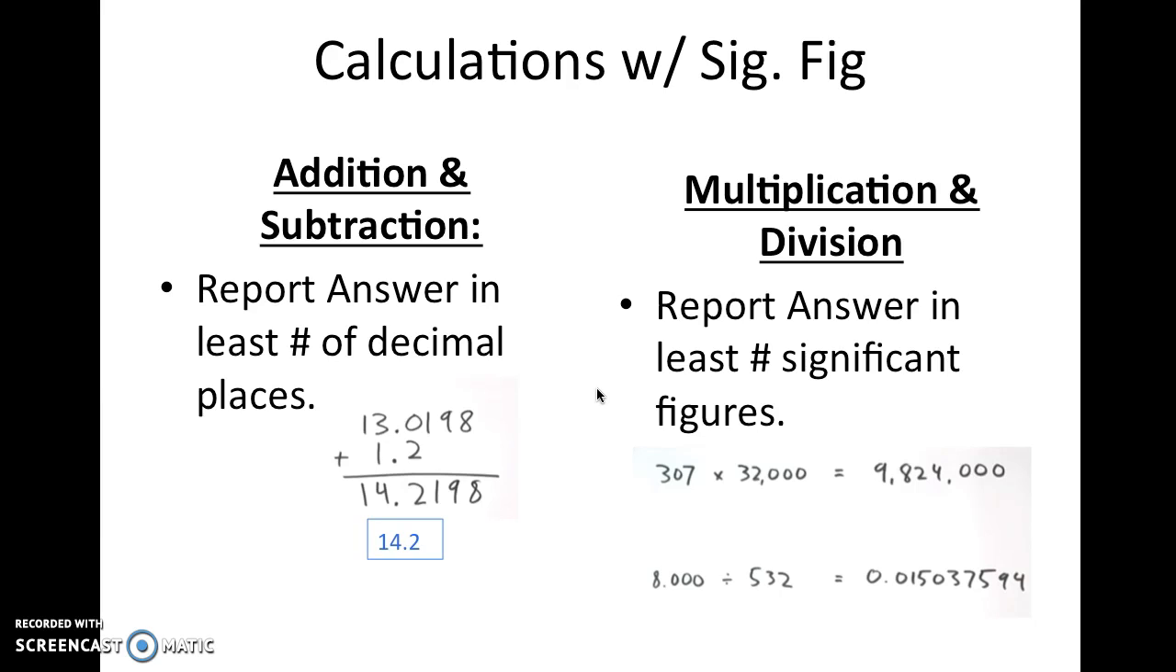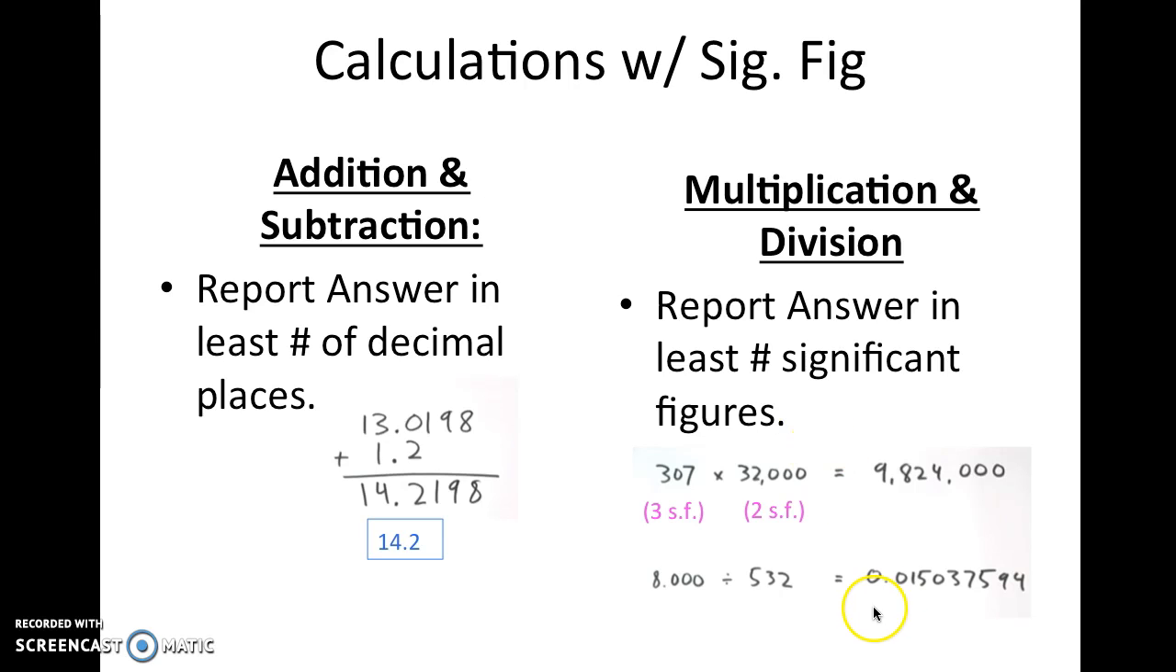Let's look over at multiplication and division. So in this case, we're reporting our answer in the least number of significant figures. To do that, again, you want to look at the numbers that are multiplying or dividing, but now we're not looking at decimal places, just significant figures. So this first number has how many significant figures? Yep, it's got 3. The second number has 2 significant figures. So that means that our final answer should be reported in how many significant figures?